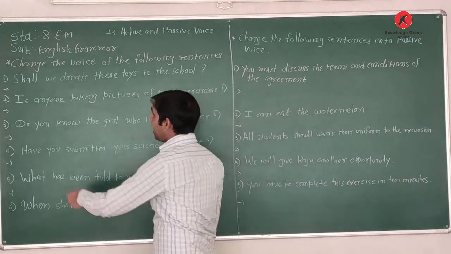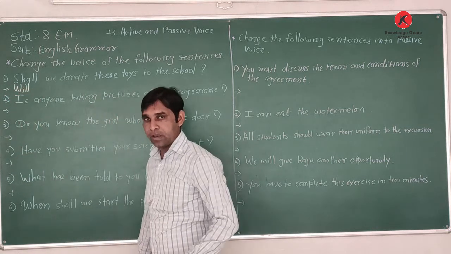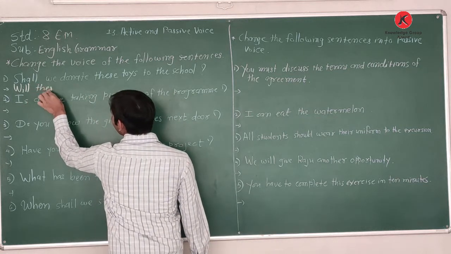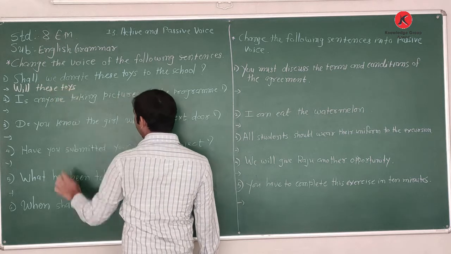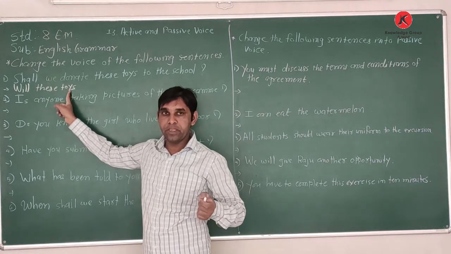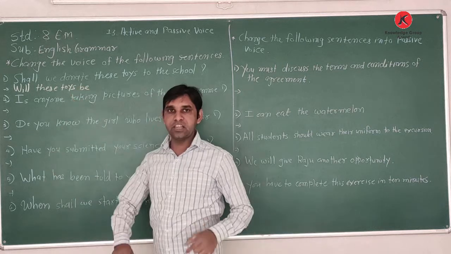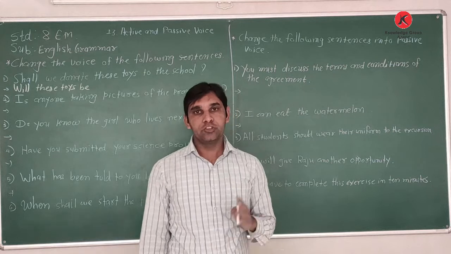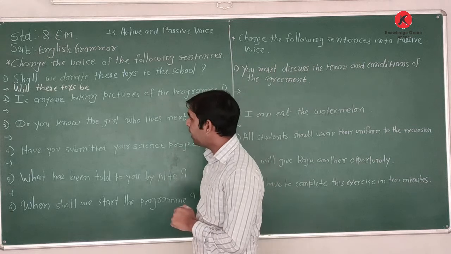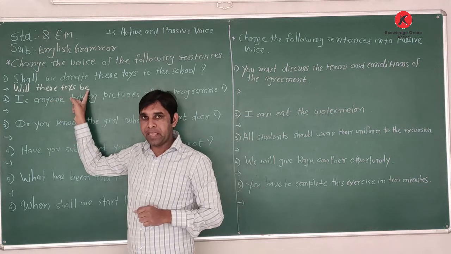So what do we write here? We write not shall, but will. Then the object, these toys. Then we add one word: be. After the modals will, shall, can, may, might, should, must, we use be. So in the interrogative passive we use will, then the object, then be, then the past participle of the verb.